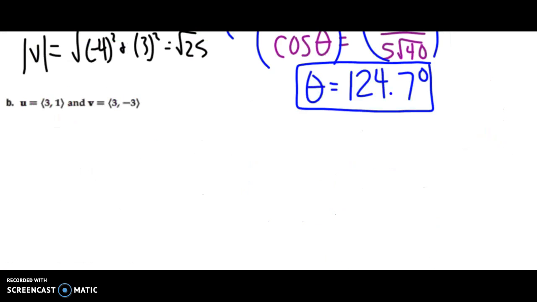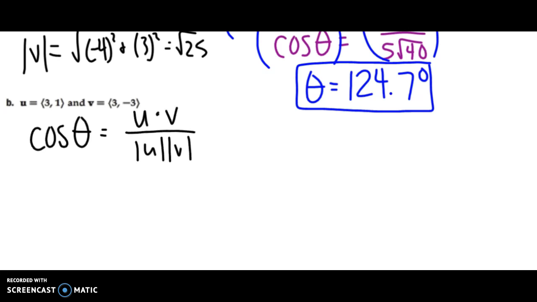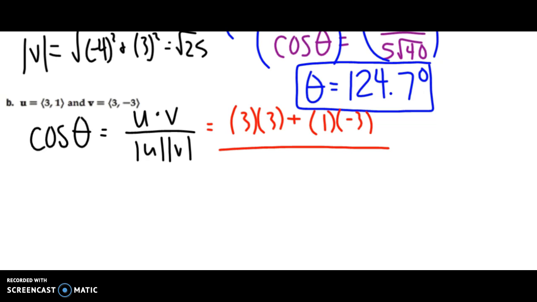Now let's look at example B. Example B has vectors 3, 1 and 3, negative 3. So if we're going to find the angle between them, again it's the dot product of u and v over the magnitude of u times the magnitude of v. First, the dot product is going to be 3 times 3 plus 1 times negative 3, over, and now I have to know the magnitudes.